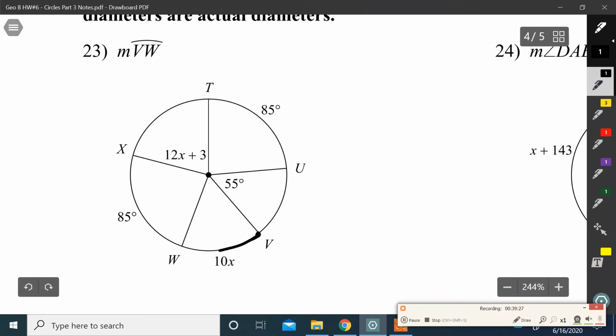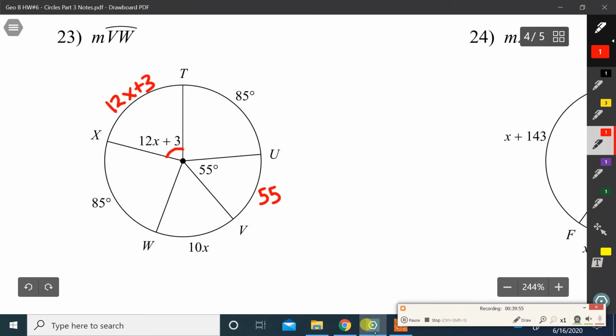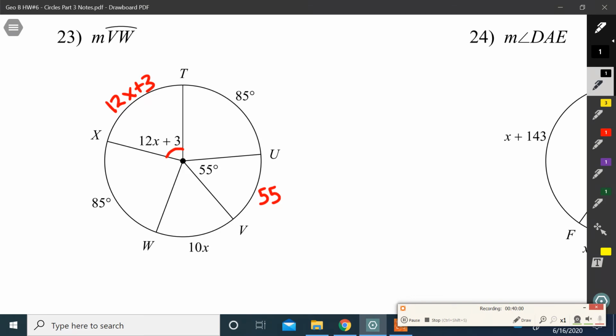So we want to find the measurement of this guy here. All I have to do is figure out what X is. After you figure out what X is, then we're almost done here. All right, let's do this then. If this right here is 12x plus 3, then this right here is also 12x plus 3. So that means that this is also 55.